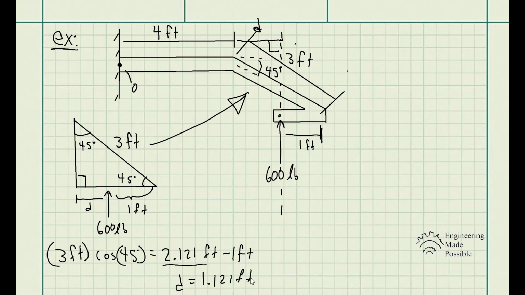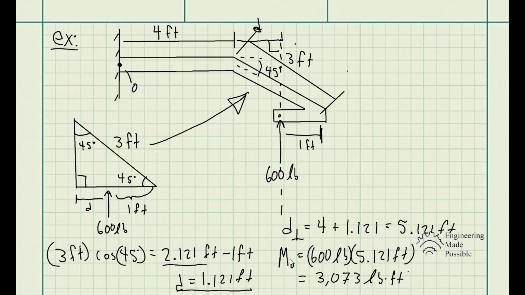1.121 feet. So now that we have d, we add it to the 4 feet over here, and that's our perpendicular distance. So our perpendicular distance is 4 plus 1.121, which gives us 5.121 feet. And our moment with respect to point O is 3,073 pound-feet. So this is our moment.